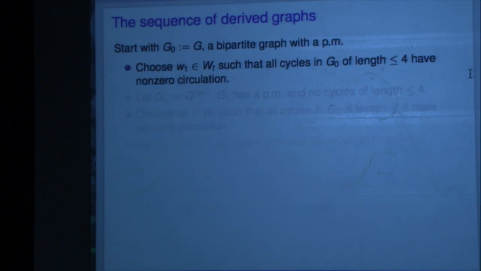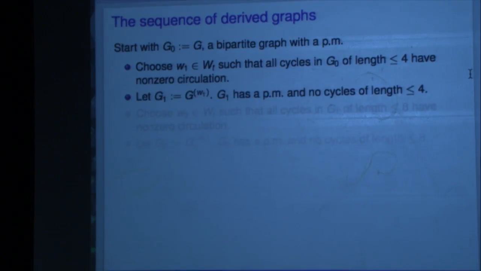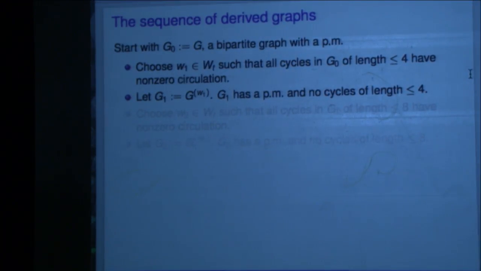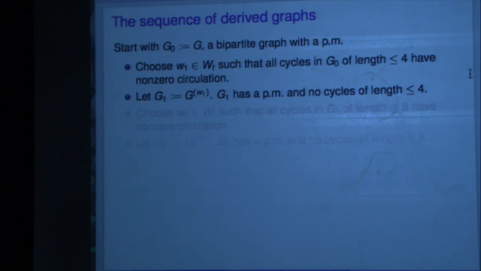So we can do this by the lemma that says that t is big enough to do this. So we choose some weight function that gives non-zero circulation, and now we set G1 to be the derived graph of G naught with respect to W1. So G1 has a perfect matching because it's the union of minimum weight perfect matchings of G. But it has no cycles of length 4 because all its cycles have zero circulation, and we've just set non-zero circulation to the cycles of length up to 4. Okay, so that's G1.